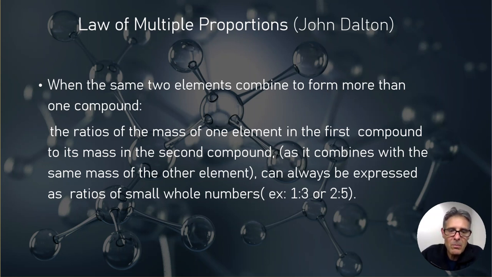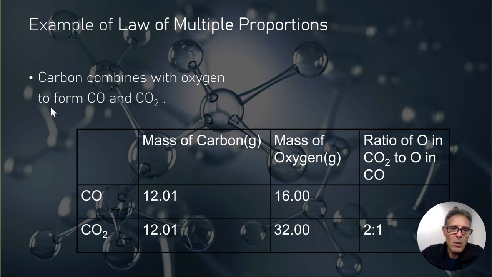Let me show you an example. It'll make more sense here. Carbon combines with oxygen in carbon monoxide as well as carbon dioxide. To solve this problem of multiple proportions, we have to keep one of the two elements at the same mass. Here, there's only one carbon, and carbon's atomic weight is 12.01, so we have 12.01 grams of carbon. We've kept the mass of carbon the same, but our mass of oxygen is going to change.